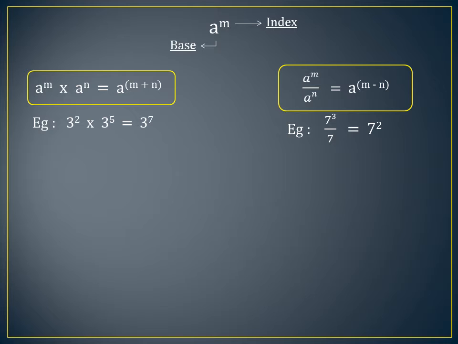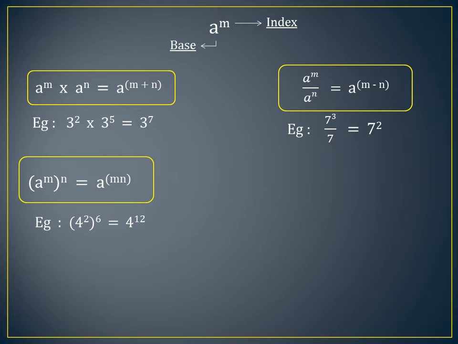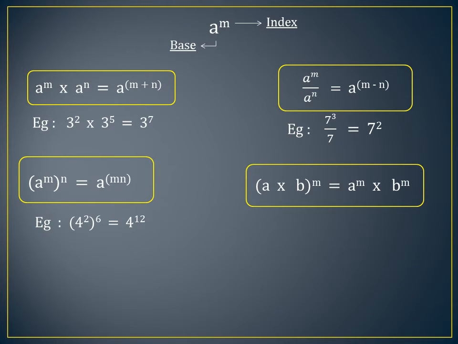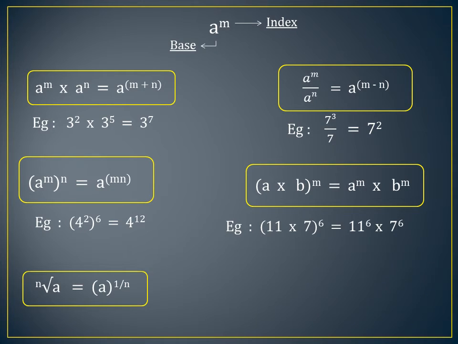The next law is a raised to m the whole raised to n. So that gives us a raised to m into n. Similarly, a into b the whole bracket raised to m, then each term will get the power. So it will be a raised to m into b raised to m. Now nth root of a, if we do not want to write it in terms of a root, can be written as a raised to 1 upon n. So square root of 5 can be written as 5 raised to 1 upon 2. Similarly, cube root will be 5 raised to 1 upon 3.